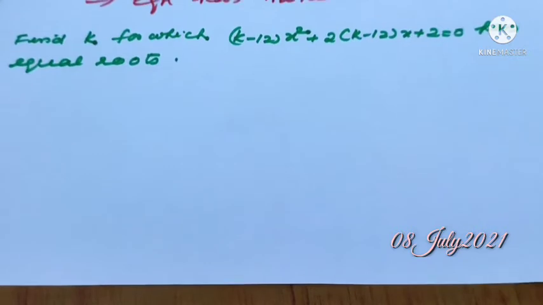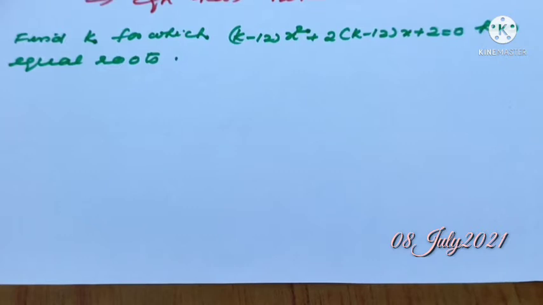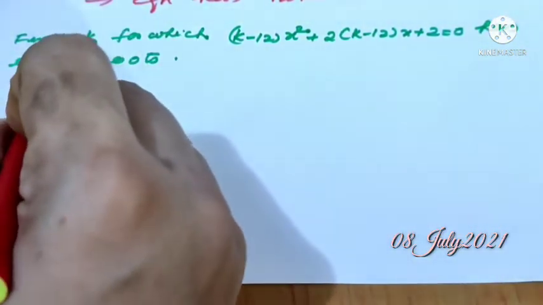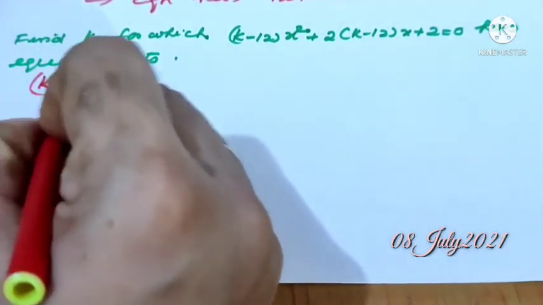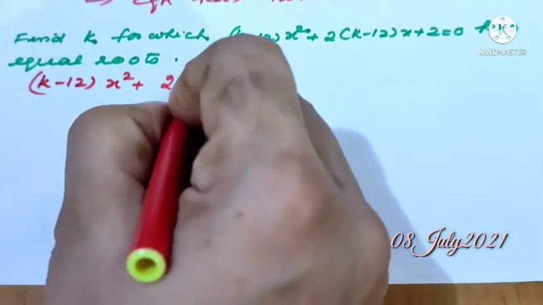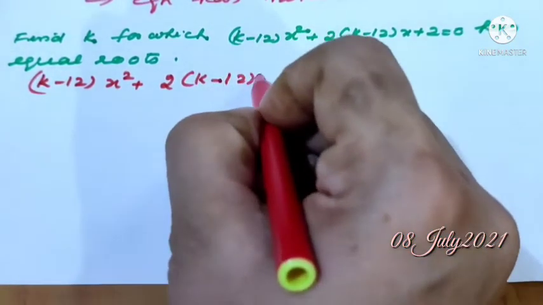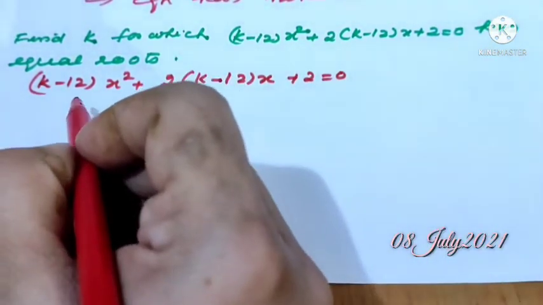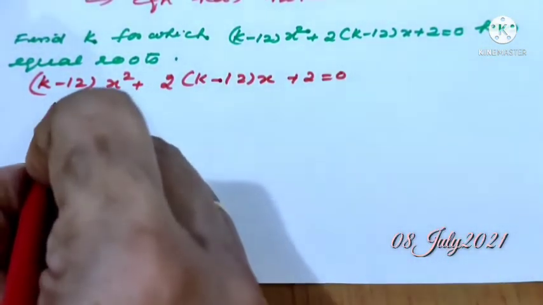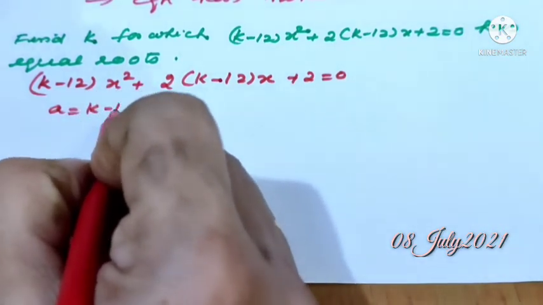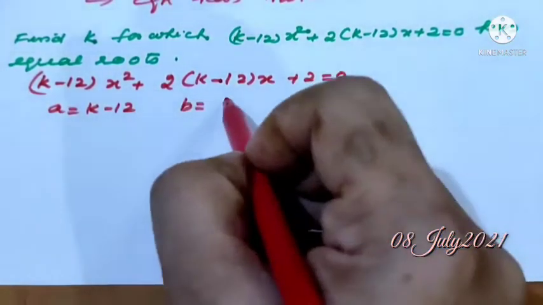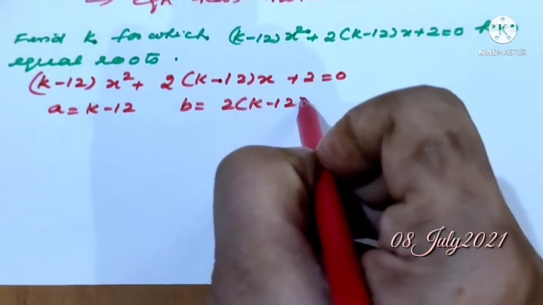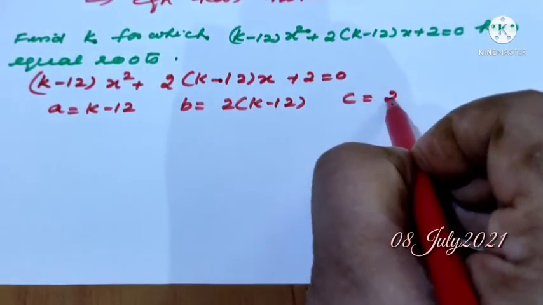Find the value of k for which (k minus 12)x square plus 2(k minus 12)x plus 2 equal to 0 has equal roots. So I will take down the question. By comparing with the quadratic equation, a equal to k minus 12 and b equal to 2 into k minus 12 and then c is equal to 2 only.